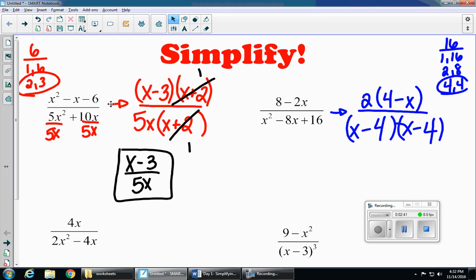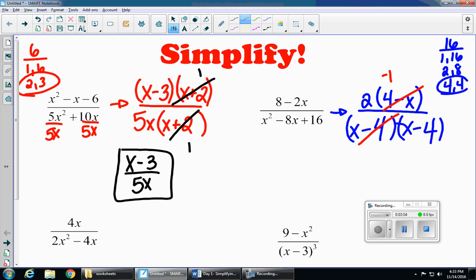Now, I'm checking after I factor for anything that's the same, anything that's in common between the top and the bottom. So if you notice, they're kind of similar. I have a 4 minus x and an x minus 4. So they're actually going to cancel, but instead of canceling to 1, they're going to cancel to a negative 1. And that's the only thing that matches.